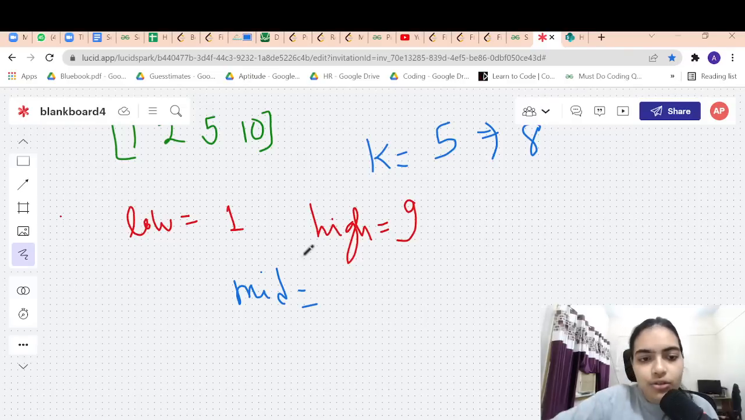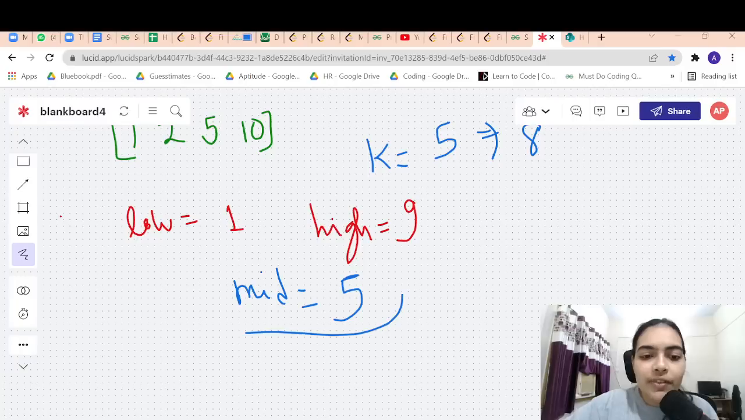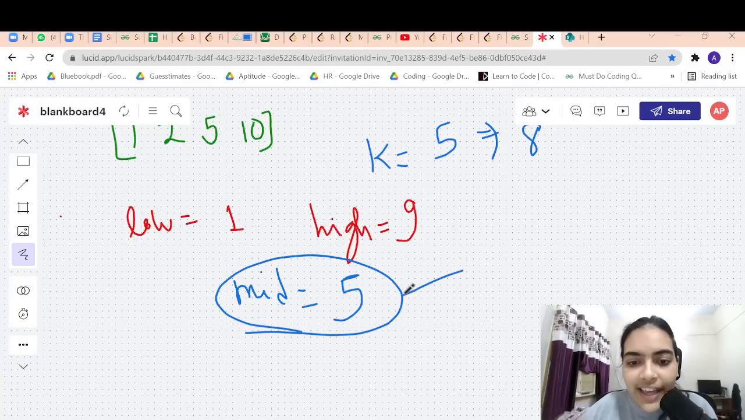absolute difference. Okay. So let's do one thing. Between low and high, what do we have? 1 plus 9 is 10. 10 by 2 is 5. So our mid value is 5. So let me check if 5 is the answer.